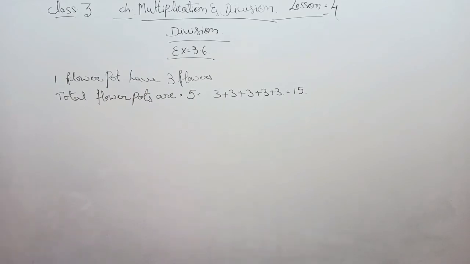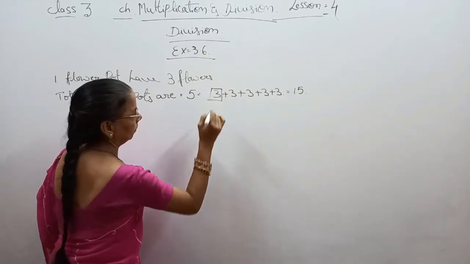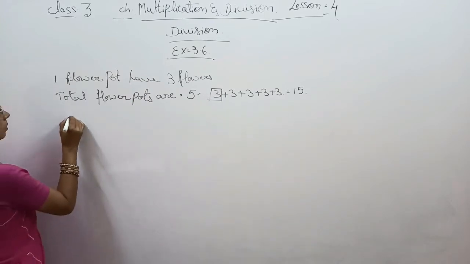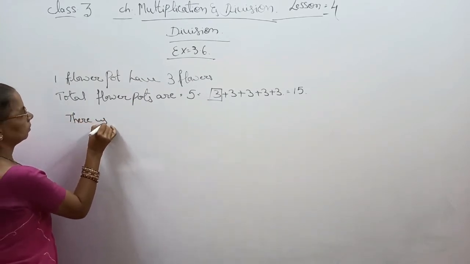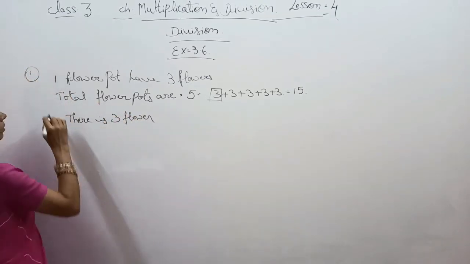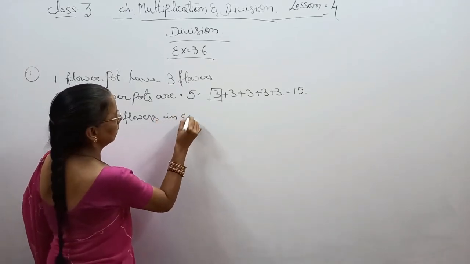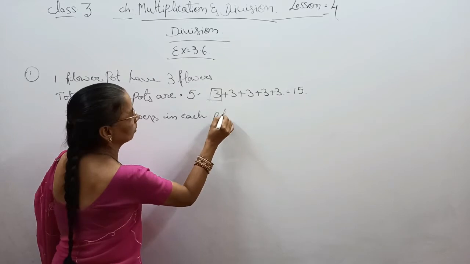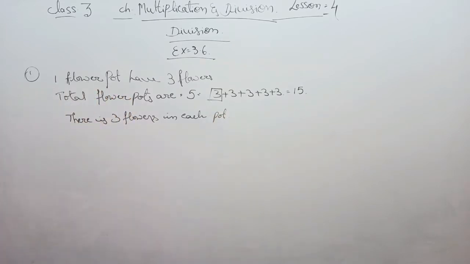Now the second question is, how many flowers are there in each pot? It means we have to say there are 3 flowers in each pot. Like this we have to solve the questions. Now in the same way we move to the second question, that is, divide using the repeated subtraction method.